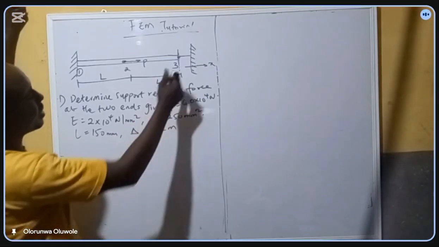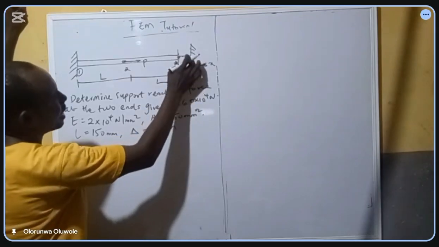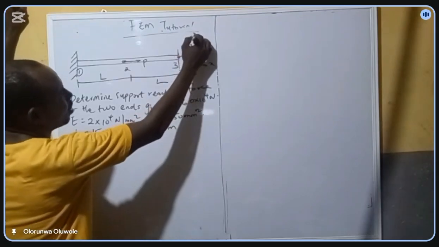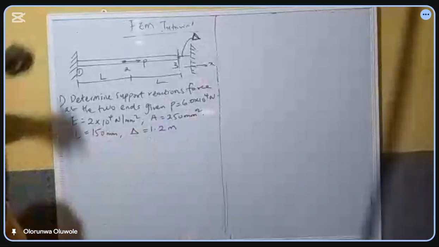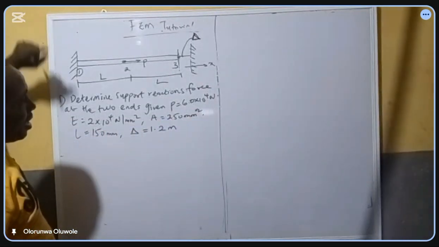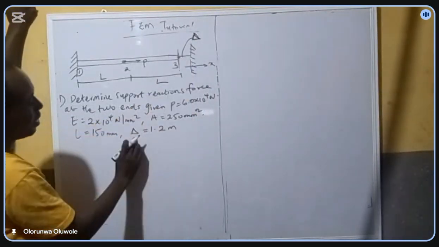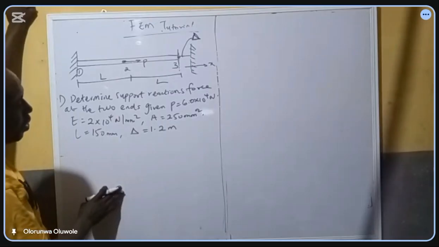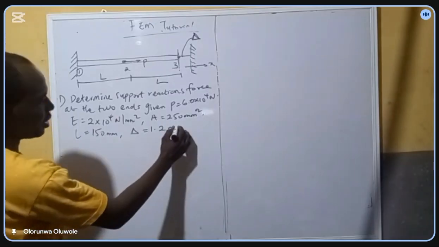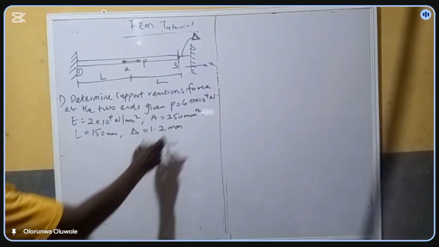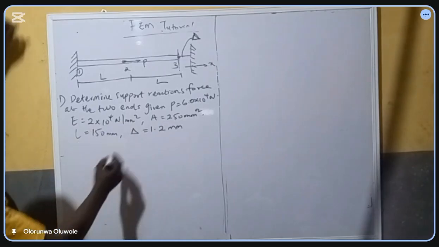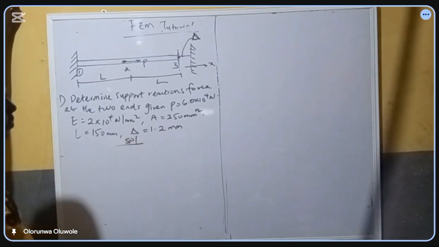If you see this place now, our U3 here, that's your elongation, your extension, which is given as 1.2 meter. Is it meter or millimeter? It should be millimeter, because the others are millimeter. So, solution.